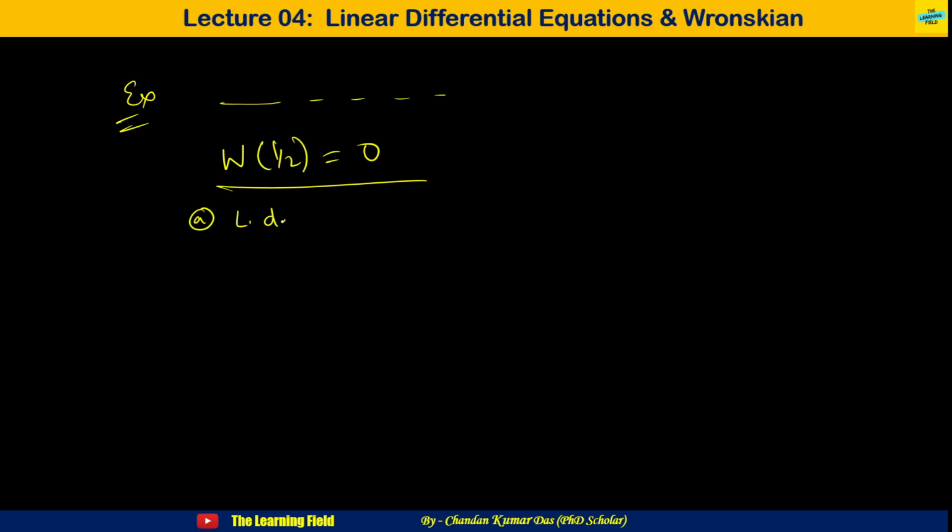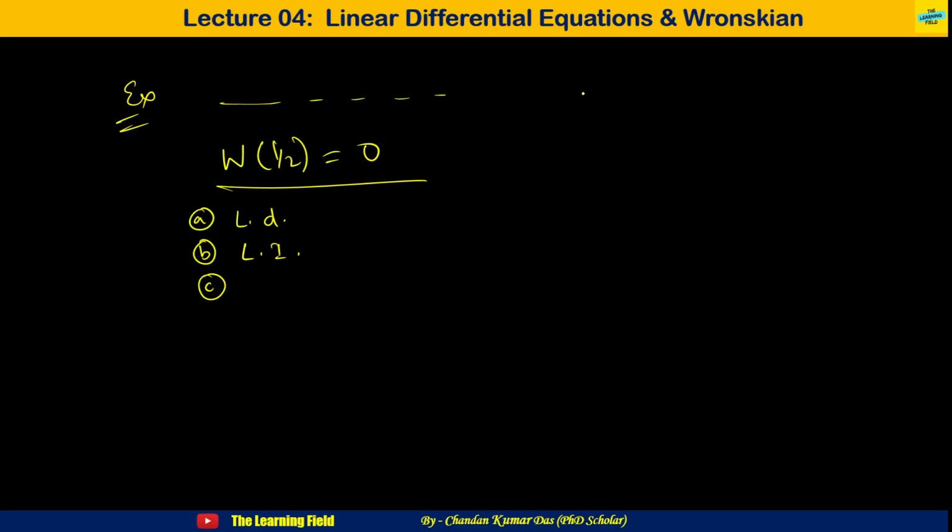And one more type of example is given in the exam paper of CSIR NET. Whatever may be the differential equation given, suppose you are given that W at half is equal to 0. Then what is the answer? Suppose four options are given: A, y1 and y2 are linearly dependent; B, y1 and y2 are linearly independent; number C is y1 and y2 have repeated zero.